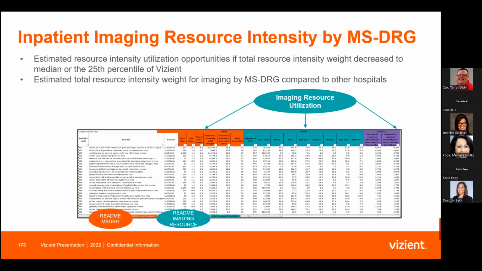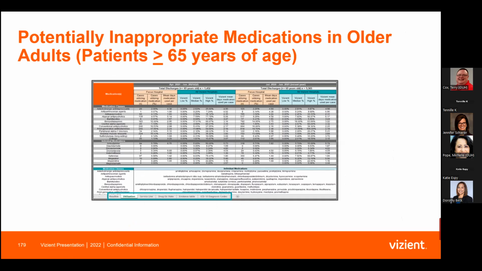And this is in your KPIs, the same as your lab and imaging. If you want to look at MRI utilization, for example, you will see the total resource intensity weight compared to the cut points of, again, 25th percentile and median, those purple columns. And then the same as the drug one, you'll see 10th to 90th percentile compared to all RM hospitals. And the orange columns are your data and the different imaging resource categories.